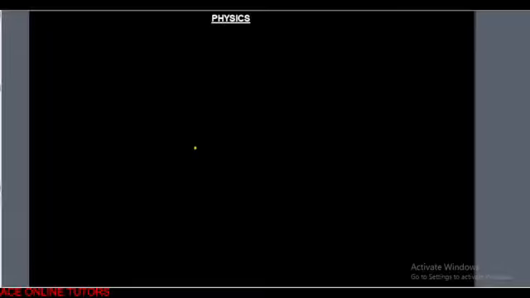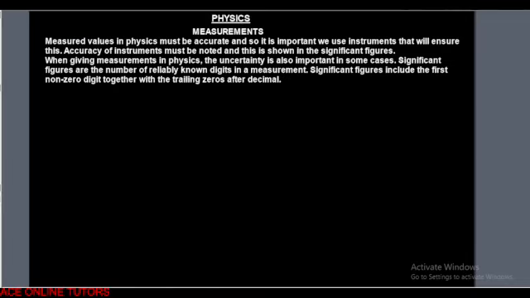So today we are going to be looking at measurement in physics, how we carry out measurement, and the different tools that we can use to measure. Now, the first thing we're supposed to know is that in physics, when you are measuring values, you must consider the accuracy.